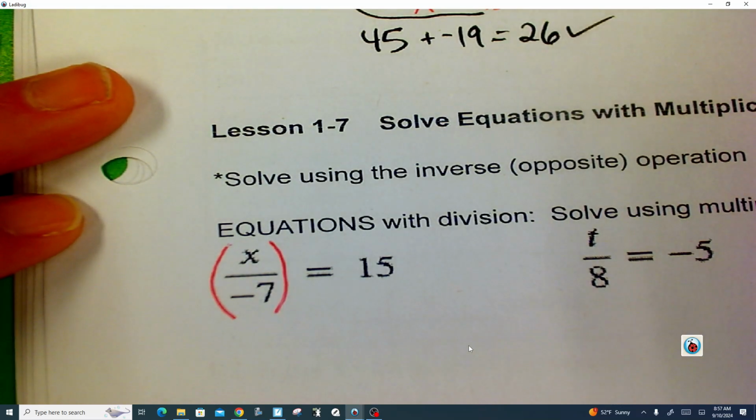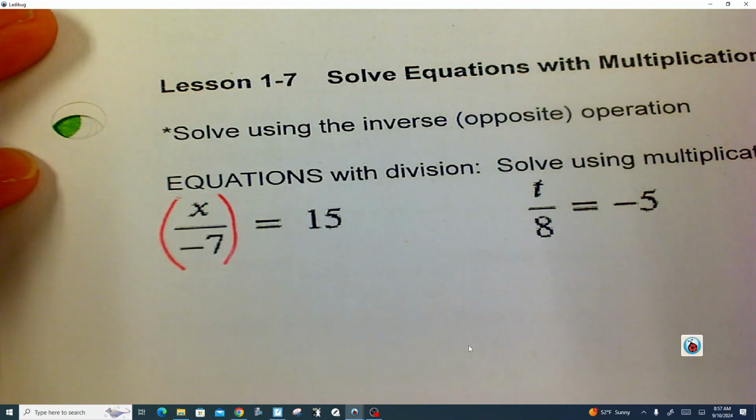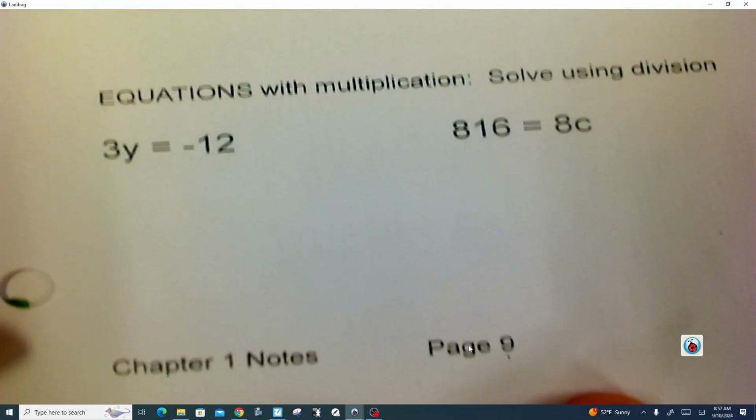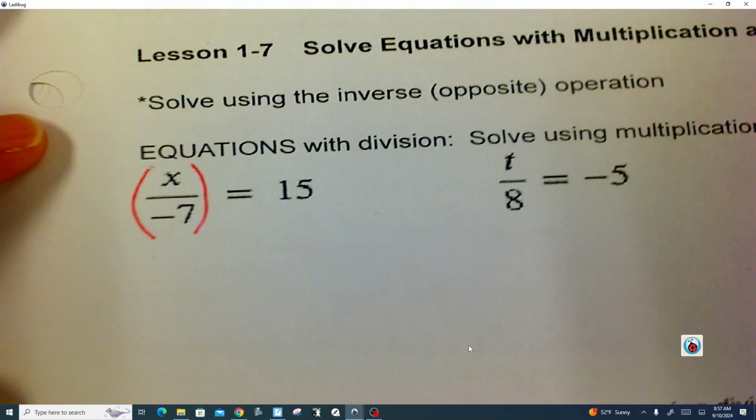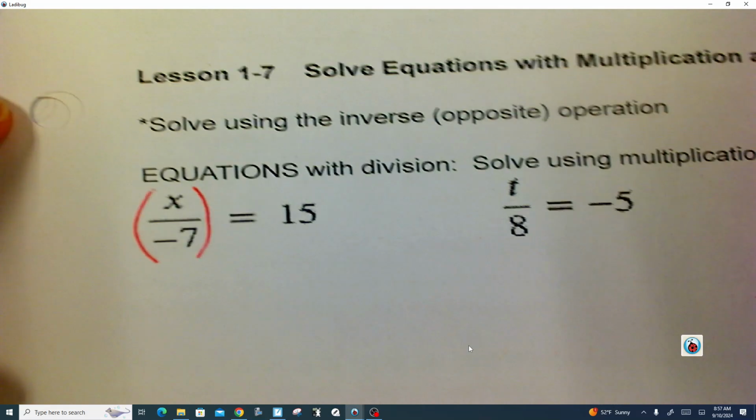And it's page 9, just so you know. It's page 9 of your notes, about halfway down. It's in the very last page there.